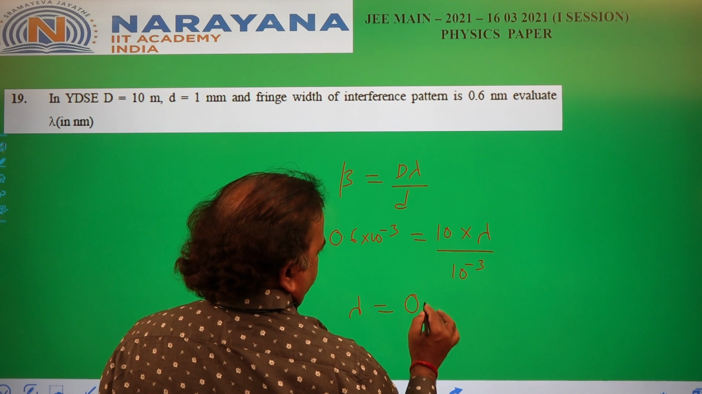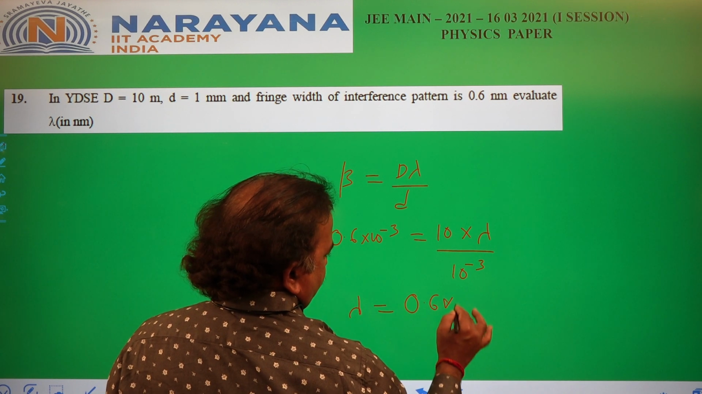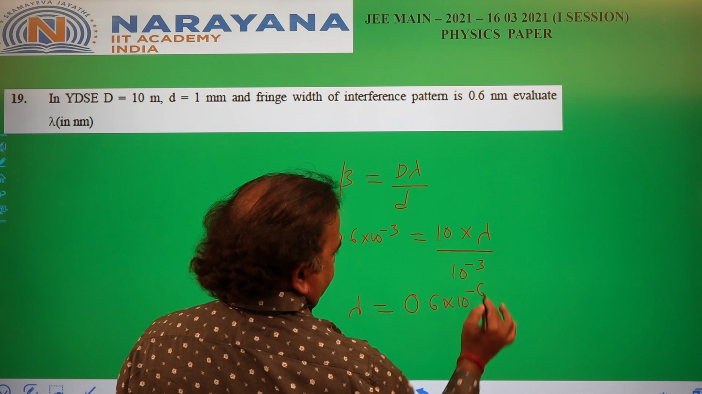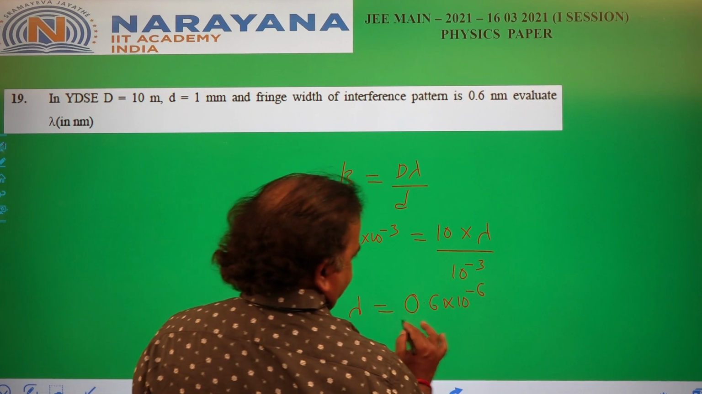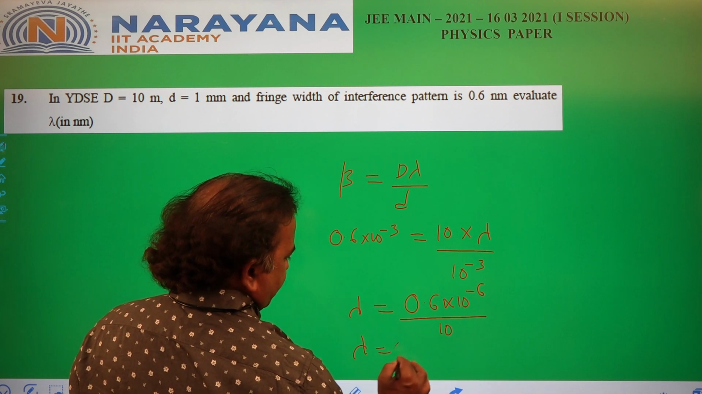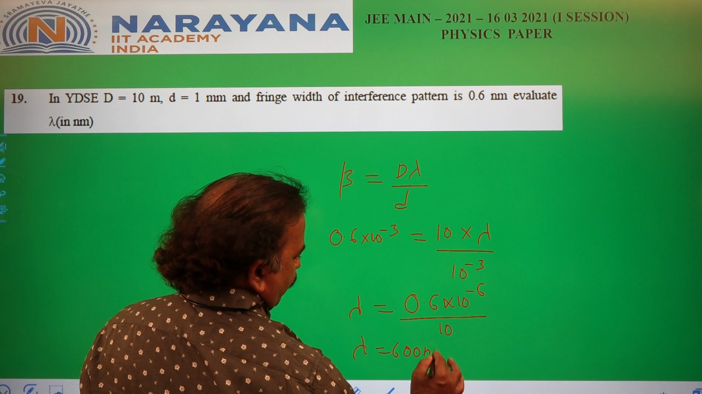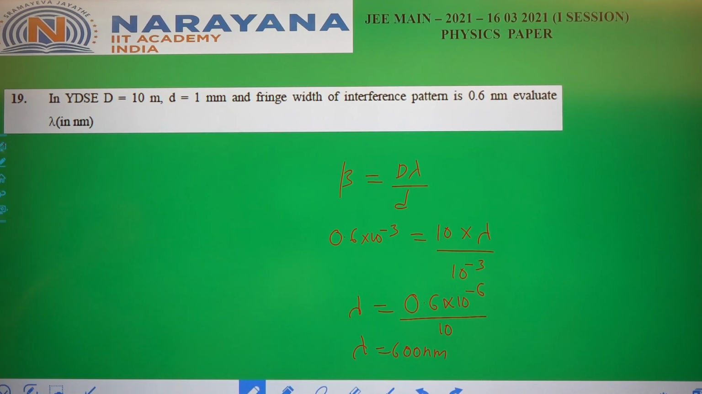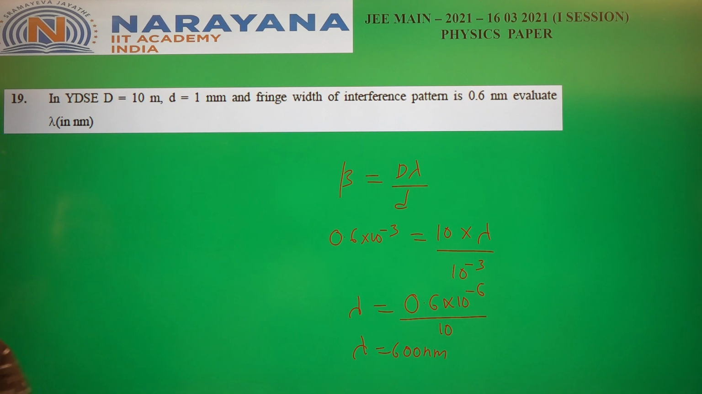So 0.6 into 10 power minus 3, minus 6, by 10. So lambda will be how much? 600 nanometers. So what will we get in nanometers? 600 nanometers. So it's a simple direct question based on fringe width. So we'll go on to the next question.